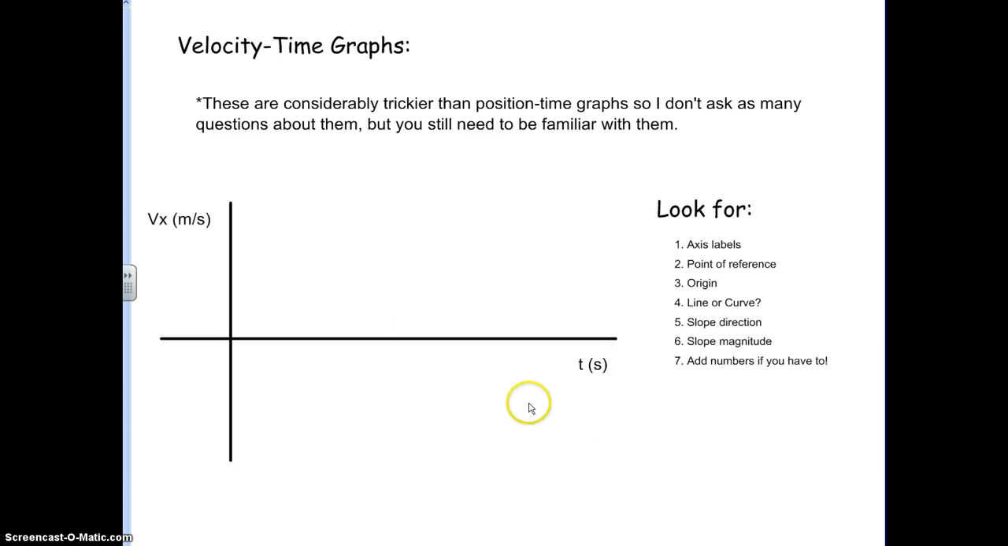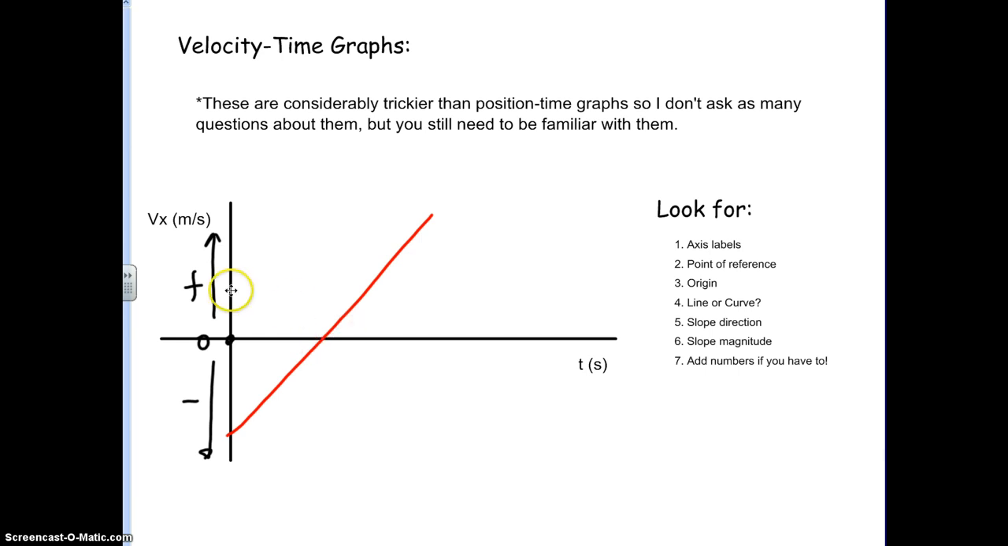But if you have a line with slope on a velocity time graph, like this, you can see that here's something that started out moving with a negative velocity. So its initial velocity was to the left. It gets closer and closer to 0. So now is that 0 velocity? It means slowing down and stopping.